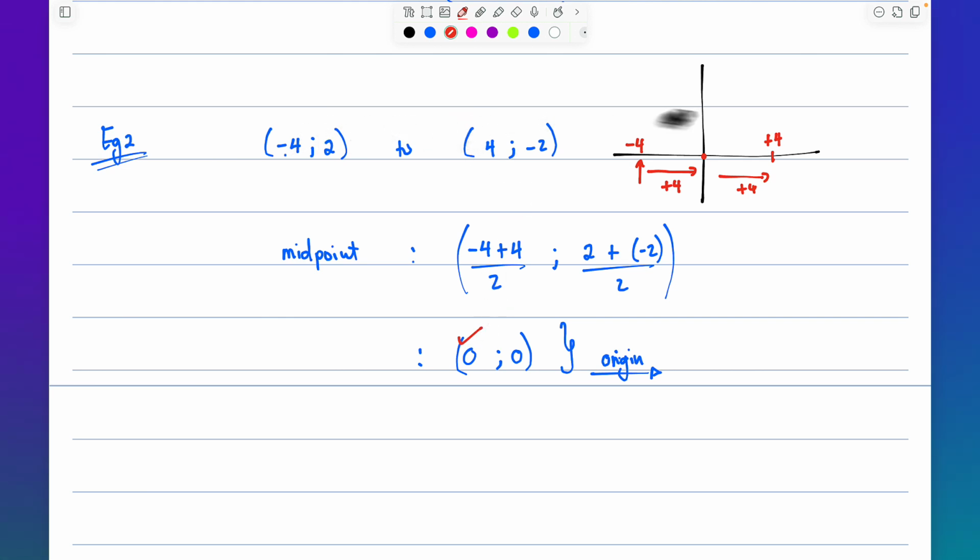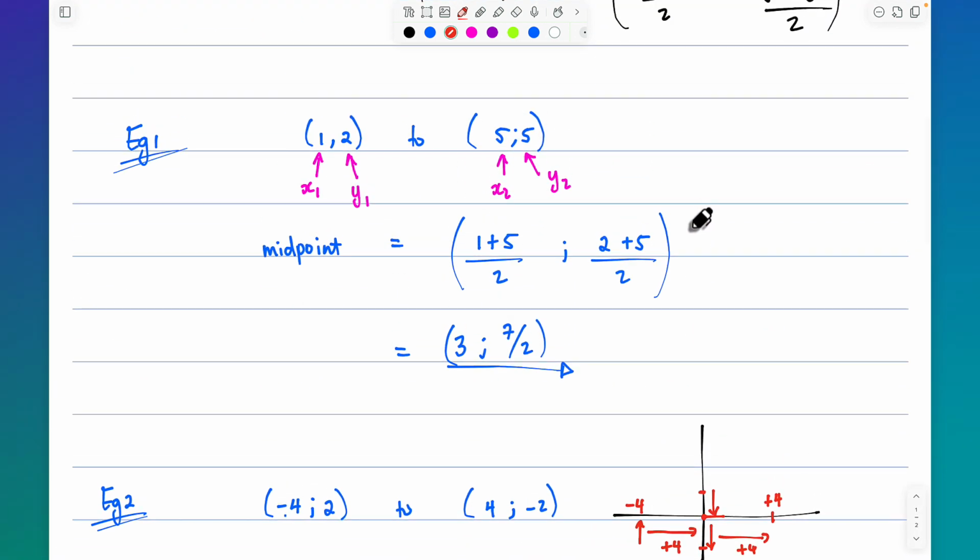Same thing with these, right? So if you go from positive 2 all the way down to negative 2, you've moved down 2 and you also move down another 2, halfway point is going to be at 0. So those two make sense. Let's just do that for this one as well.